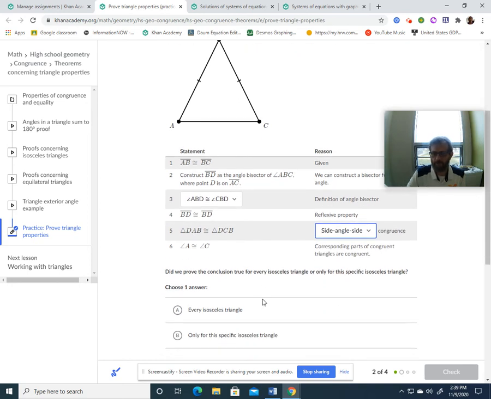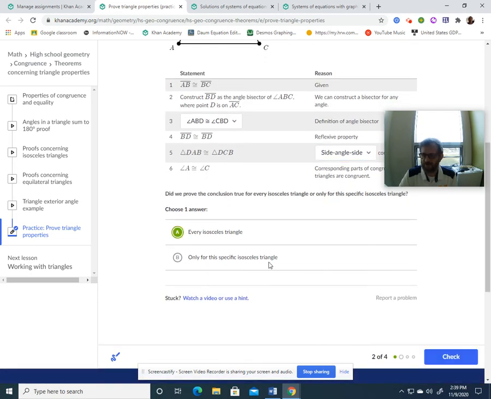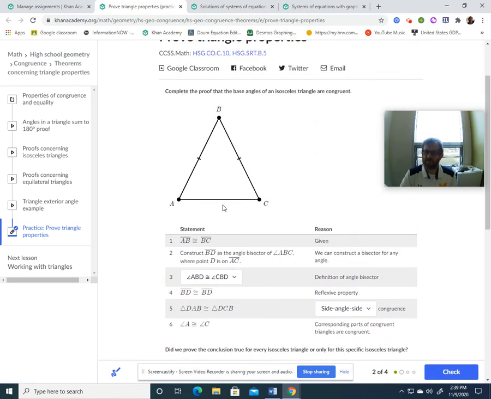Did we prove the conclusion for every triangle or just the specific? There is no specific numbers here. It's not like we said this is 3 and this is 3. So this is done with a generic proof. This is for every isosceles triangle. The only way it wouldn't be for every isosceles triangle is if we gave specific angle measures or side lengths.